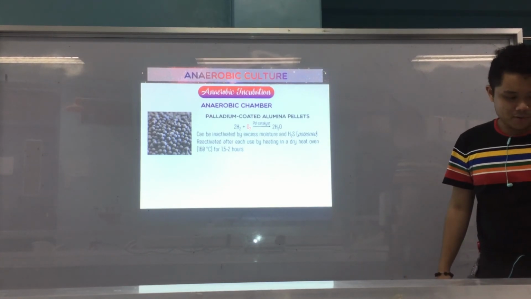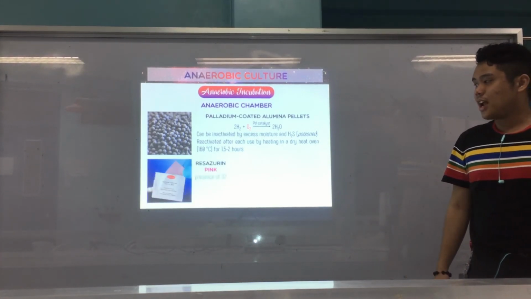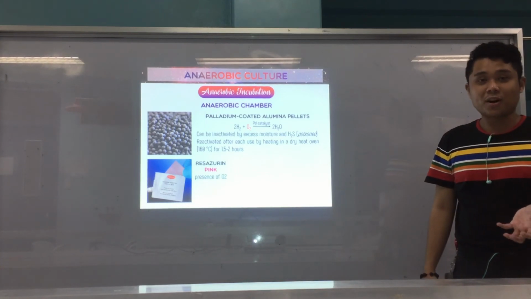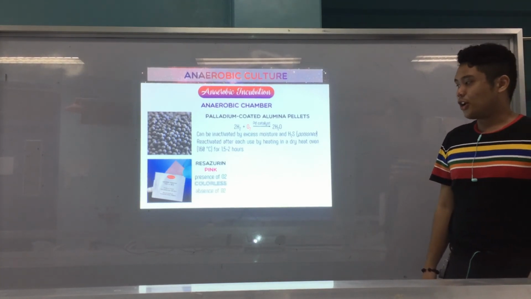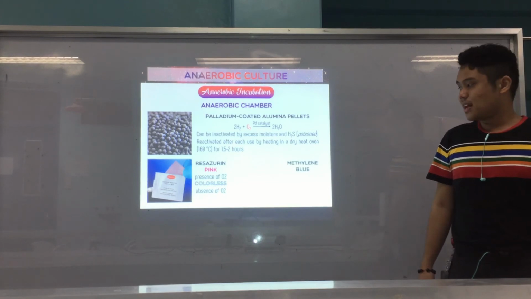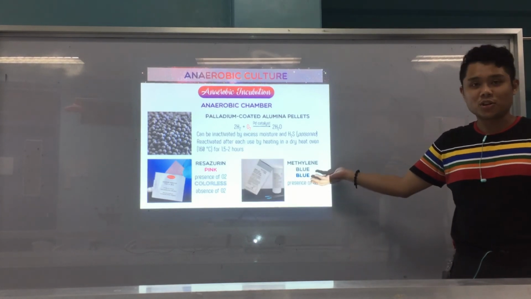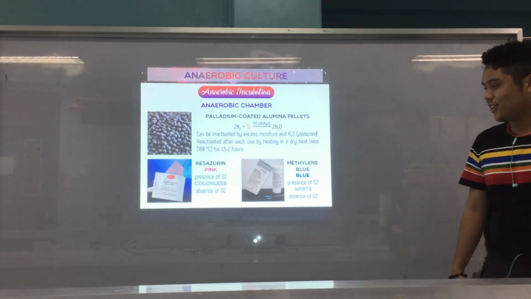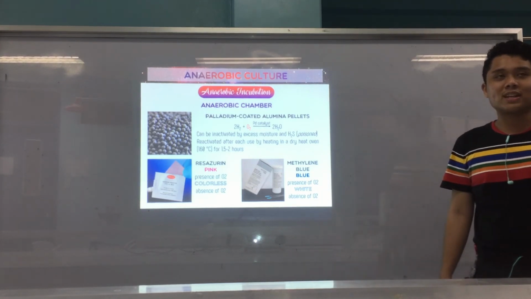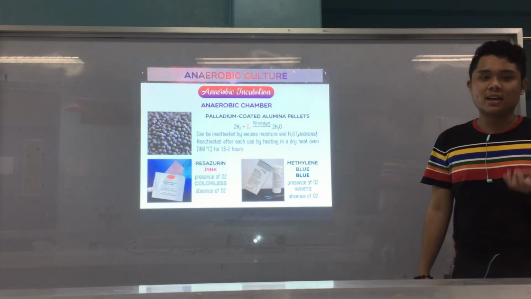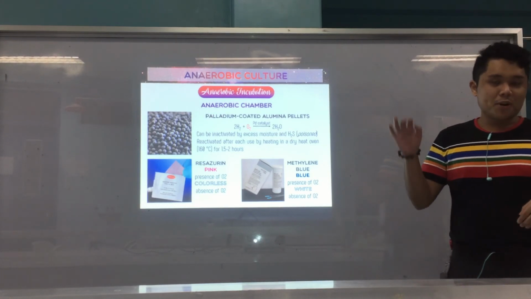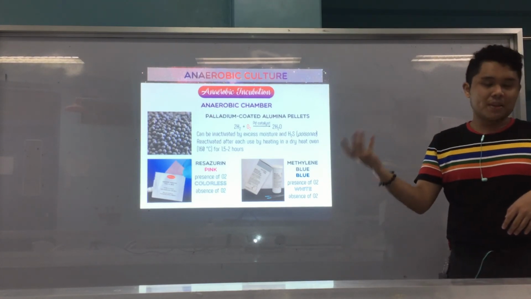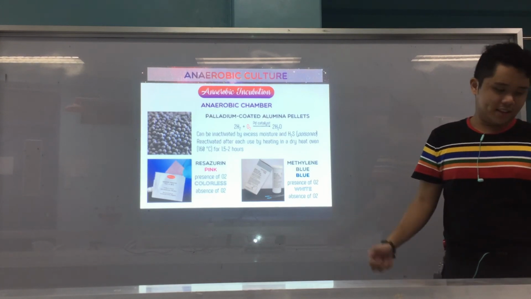1.5 to 2 hours. Okay. And we also have resazurin. If there is oxygen, it is pink. But if there's none, it's colorless. Okay. And the same for methylene blue. If there is oxygen, it is blue. And of course, if none, colorless, or white, sorry. It's in the name: resazurin is pink if there is oxygen, and if none, colorless. But for methylene blue, with oxygen it is blue, and if none, colorless. Okay.